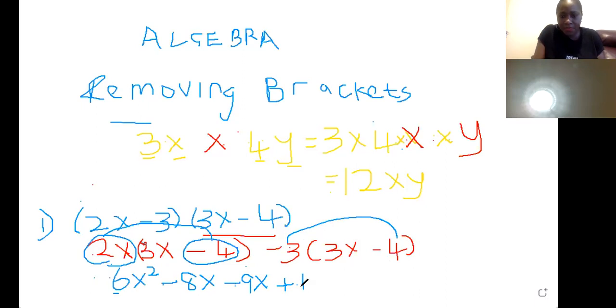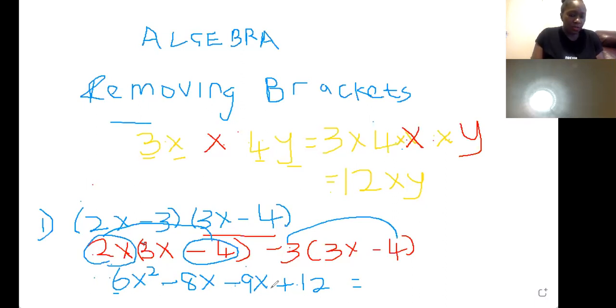So your like terms now. I need you to solve that. Remember we did simplification, or simplifying rather, at the start. So you need to simplify that now. 6x squared minus 8x minus 9x plus 12. So your like terms come into this. What are the like terms you have there? Minus 8x minus 9x.